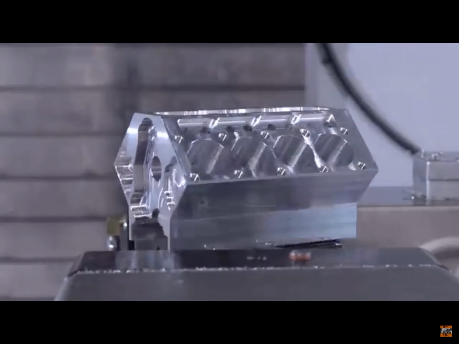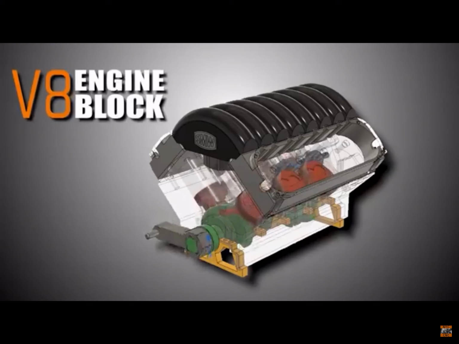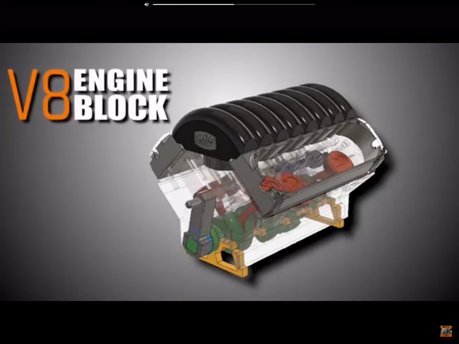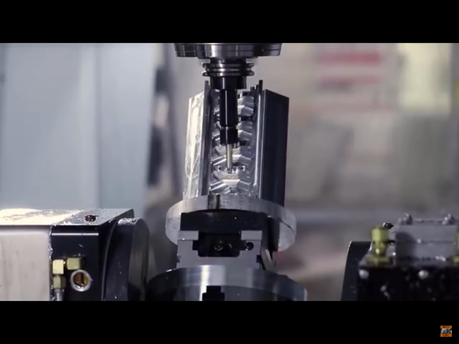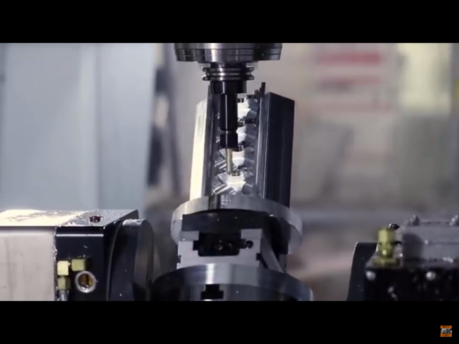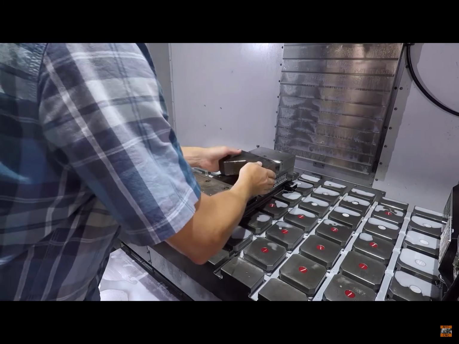Hi folks, let's machine this V8 engine block Haas VM3 with the TR200Y 5-axis trunnion. Sit back, relax, and enjoy.